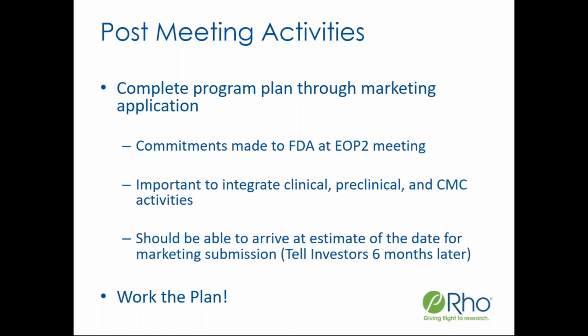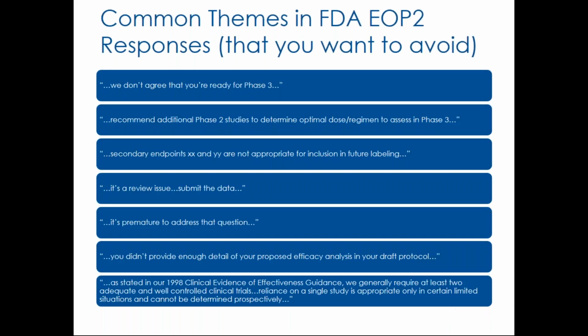Nonetheless, some people don't do this at this point in time, and they really miss an opportunity. And you should be able to arrive at an estimate of the date for the marketing submission for the NDA or BLA. But I would not run out and tell your investors or your stockholders that, because things inevitably can go wrong. But just work the plan from this point on if you've had a good end of phase 2 meeting.